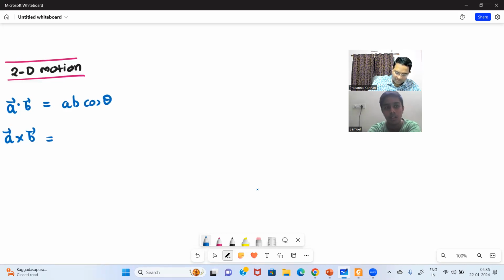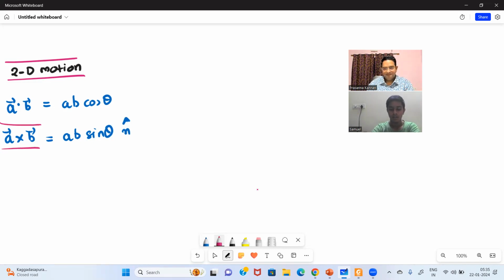Right. What is A cross B? Modulus of A cross B is modulus of A vector into modulus of B vector into sin theta, into n, where n is also a vector, n cap. So could you tell me the direction of A cross B? No, I'm asking you something else. What is the direction of A cross B? My question is what is the direction of A cross B?